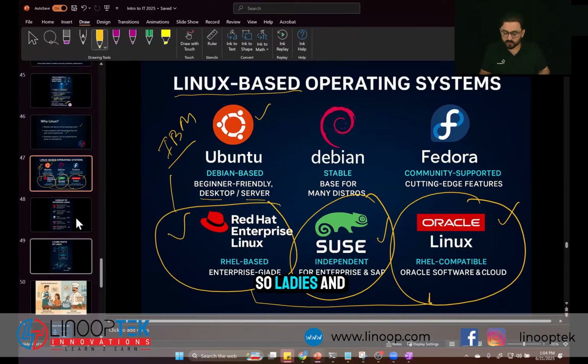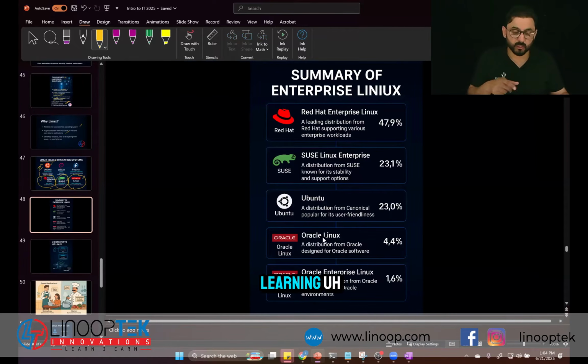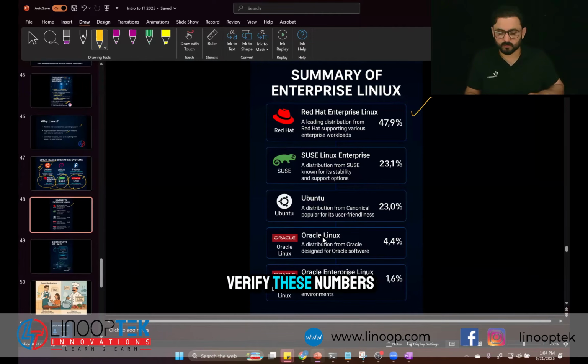Okay. So, ladies and gentlemen, if we continue learning, as you can see, this slide has the chart. 47% is the market leader, Red Hat Enterprise. Okay, these statistics were given to me by deep search on ChatGPT. So you can verify these numbers by yourself.